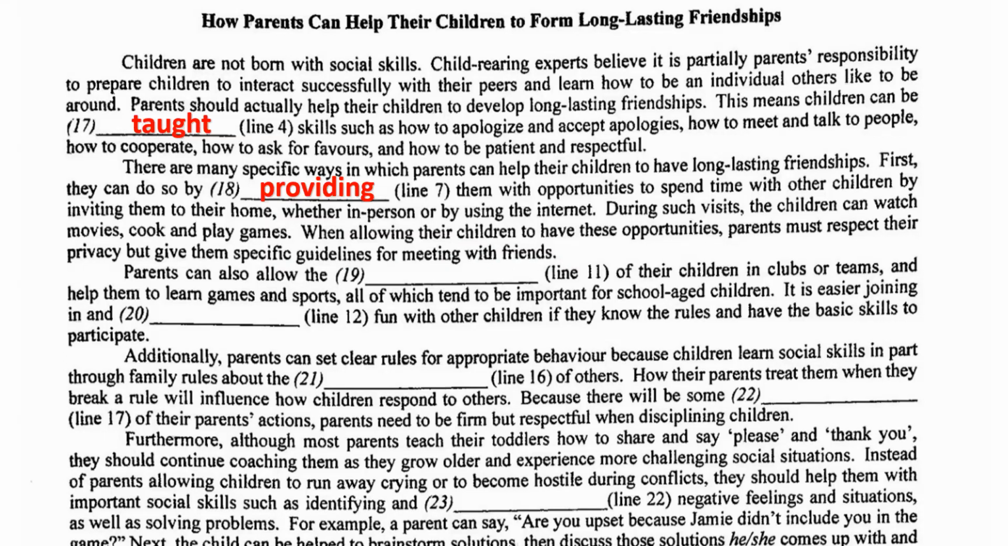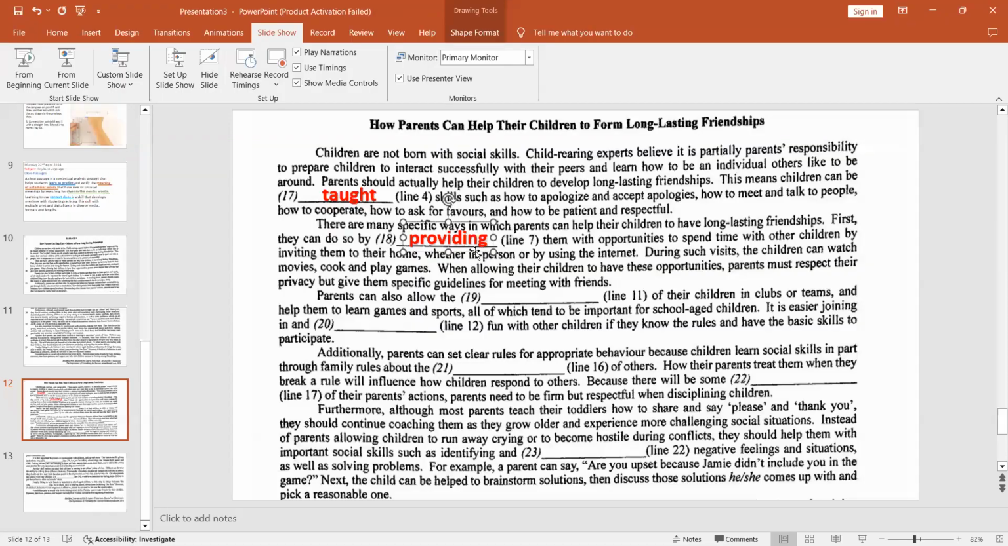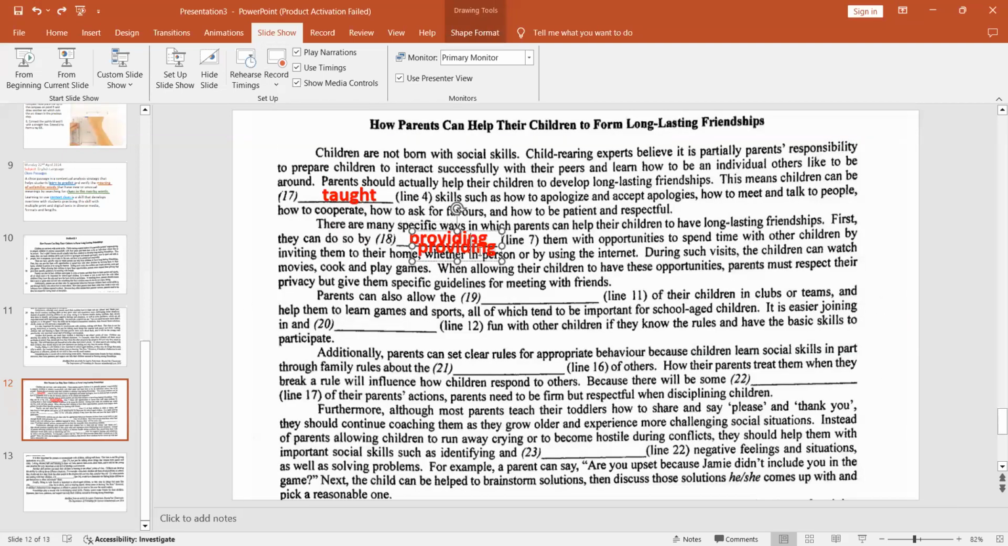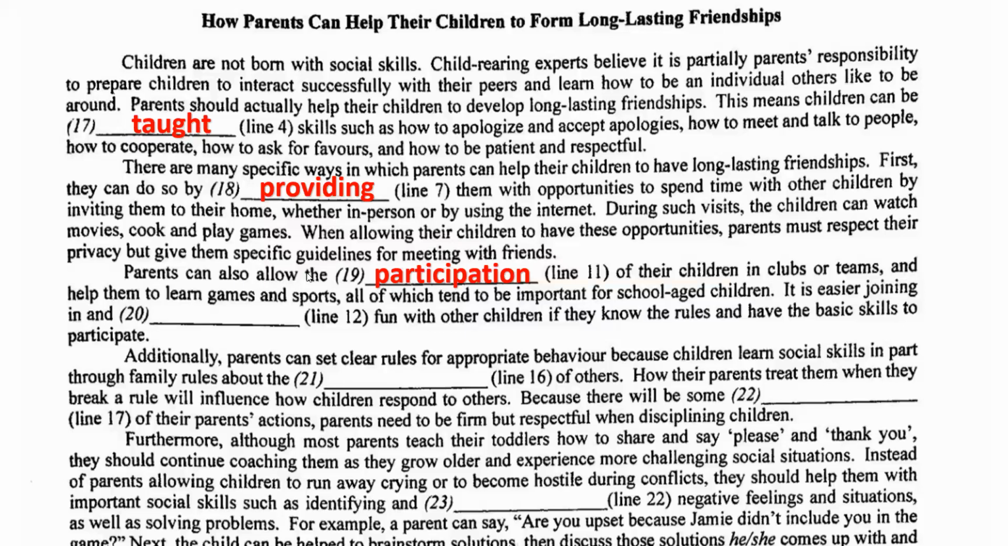Do you agree? Yes, sir. Parents can also allow the participation of their children in clubs or teams. Yes, that's correct, participation, because it comes from the word participate inside the passage. So inside your book, I need you to put 17, taught, 18, providing, and 19, participation.